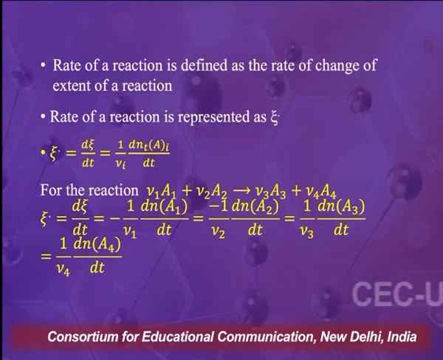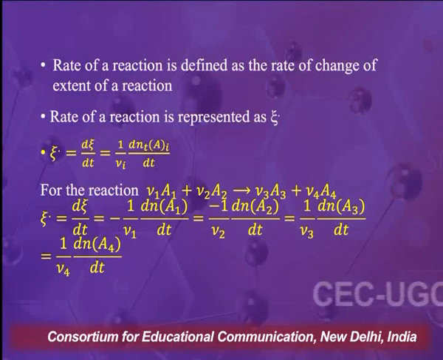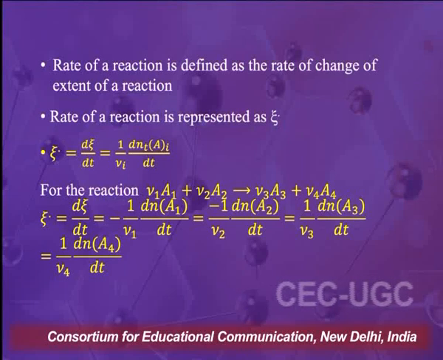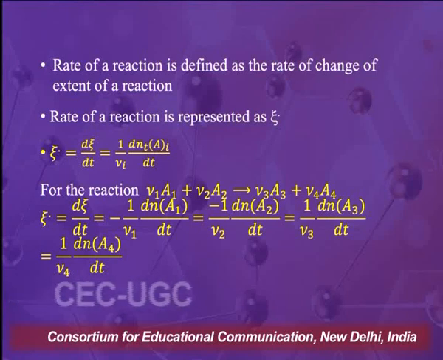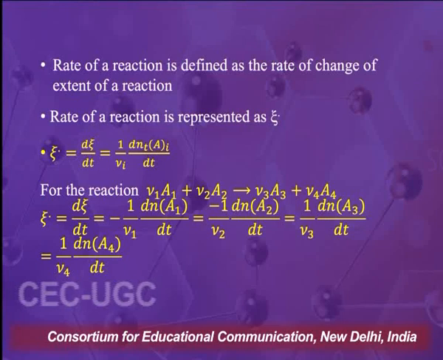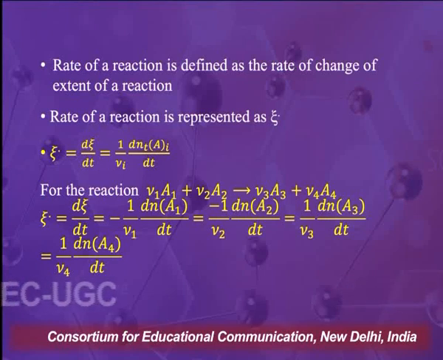If we have a particular reaction, ν1 A1 + ν2 A2 gives ν3 A3 + ν4 A4, the rate of the reaction ξ̇ = dξ/dt is equal to -1/ν1 dN_A1/dt = -1/ν2 dN_A2/dt = 1/ν3 dN_A3/dt = 1/ν4 dN_A4/dt.